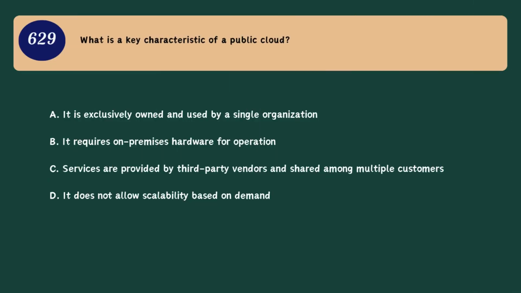Question 629. What is a key characteristic of a public cloud? A. It is exclusively owned and used by a single organization. B. It requires on-premises hardware for operation. C. Services are provided by third-party vendors and shared among multiple customers. D. It does not allow scalability based on demand.